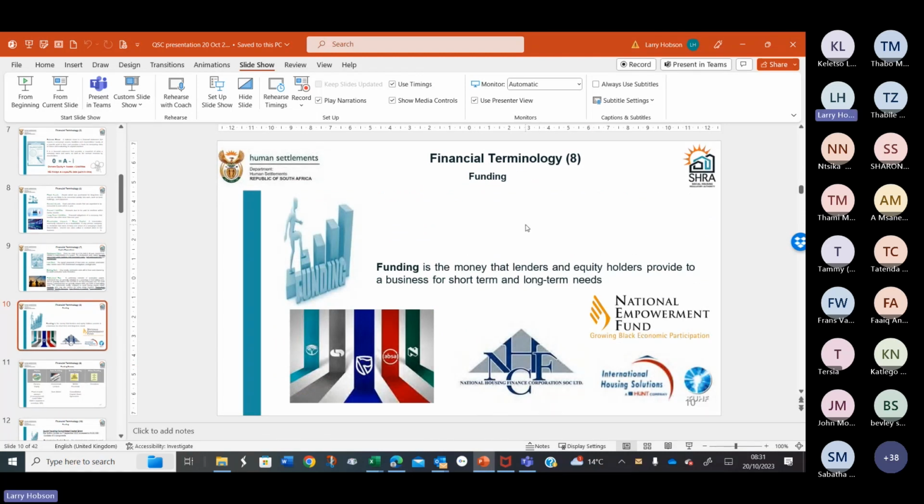Now we come to the funding side. So funding is the money that lenders and equity holders provide to a business for short and long-term needs. It can be equity funding in the form of investing money in the company and taking shares, or it can be loan funding. Now, the people listed here, most of those provide loan funding.